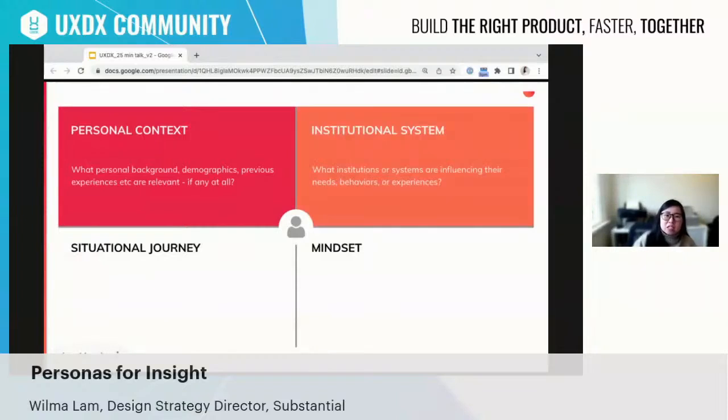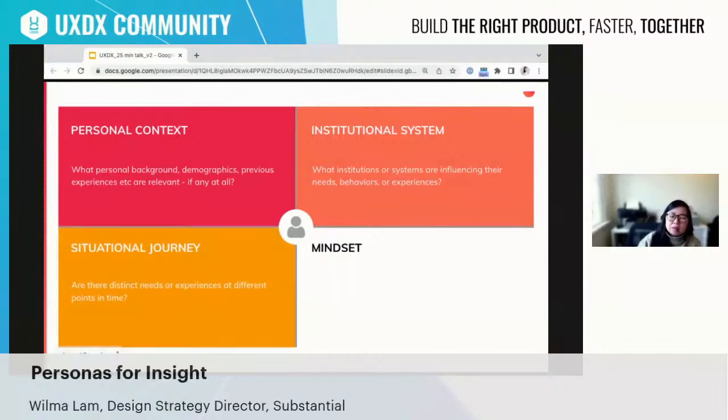The second aspect is institutional system. So going back to that educational example, in this case, we would be thinking about, is this student going to school in a public or a private environment? Is it a big school or a small school? What is their access to digital technology? Like, what are the systemic influences that are going to shape how they're going to be using whatever sort of product we're developing?